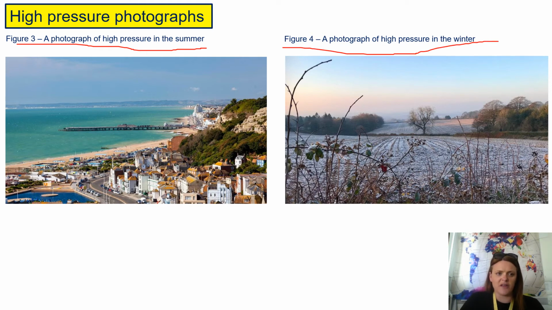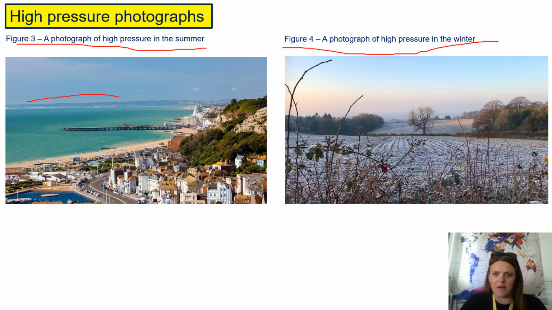But if we go back to figure 3 and just have a look here, we can link it really nicely to our weather map that we've just done previously. And you can see, look, in the sky there are no clouds, very clear, one or two tiny ones, but mainly it's quite clear. It looks really bright and sunny. So in the summer, if you have high pressure in the summer, you will expect to have clear skies, really, really sunny, and really, really warm weather.